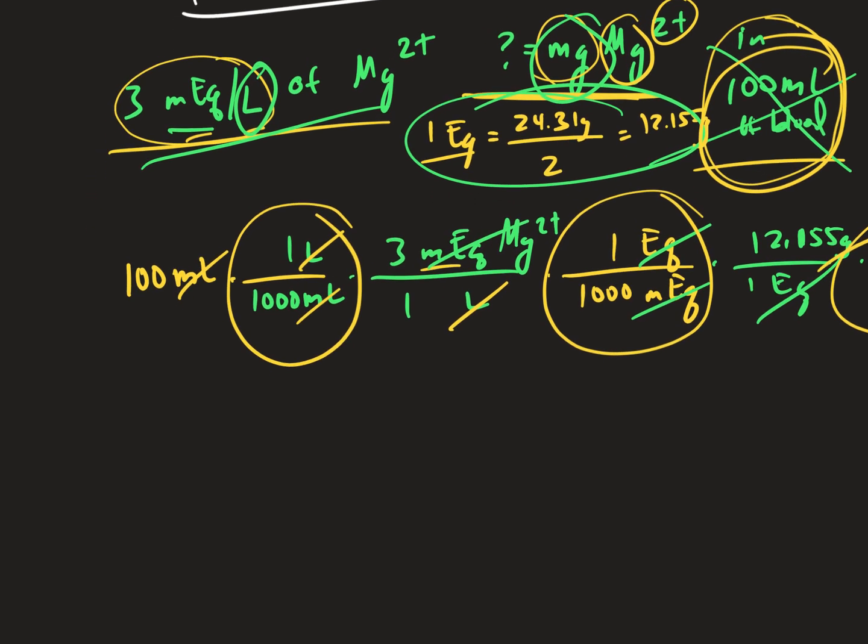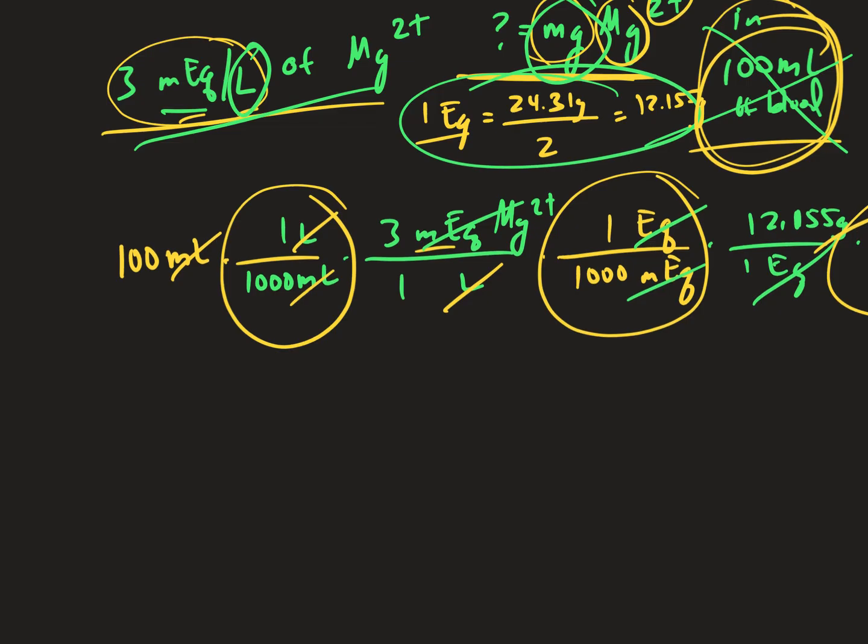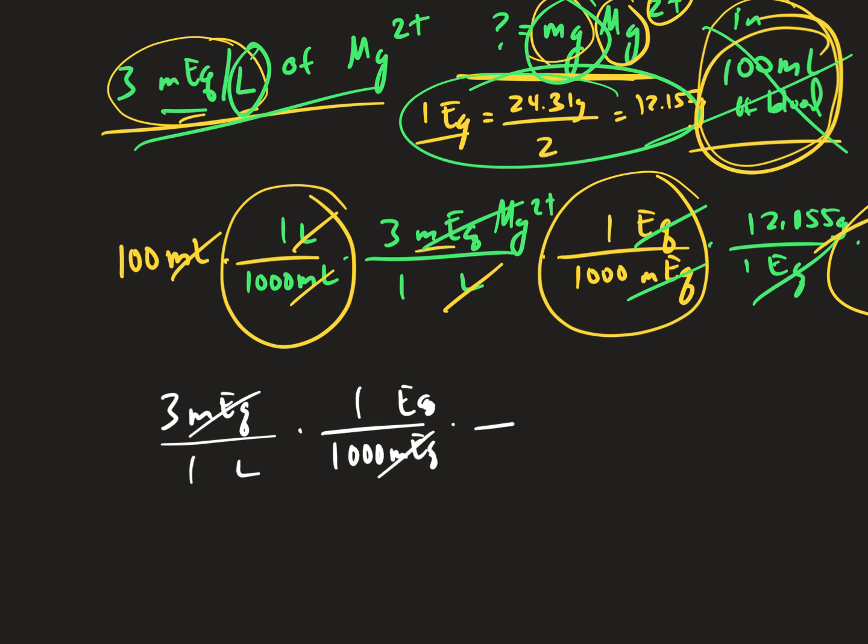Well, it shouldn't be. So you started with 3 milliequivalents. Did you put per liter right here? No, I just put liter underneath it. Okay, good. Per 1 liter. And then I converted to 1 equivalent, or 1,000 milliequivalents to 1 equivalent, good. And then I did the 1 equivalent equals the 12.15 grams, yeah, I went to grams.